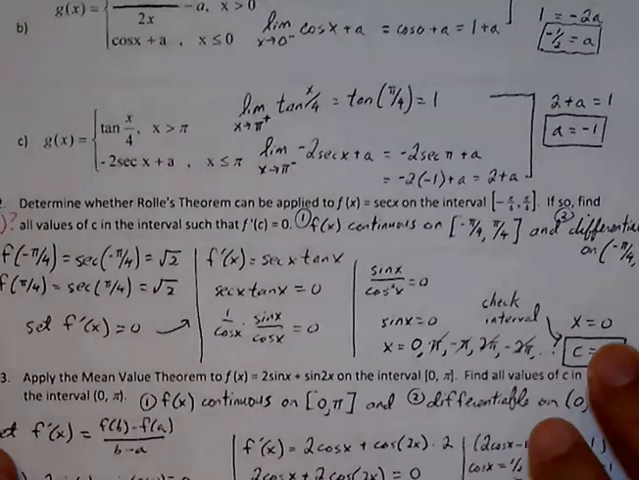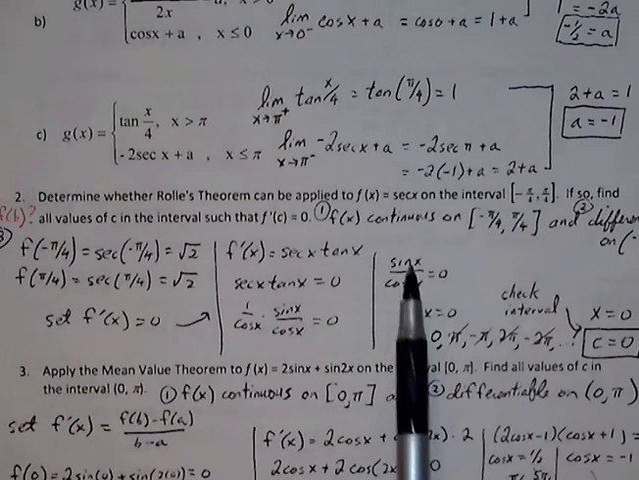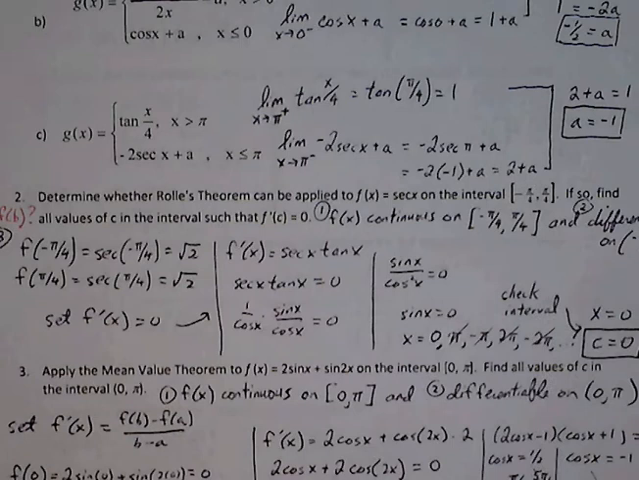Okay. Rolle's theorem. So determine if Rolle's theorem applies for secant of x on the interval from negative pi over 4 to pi over 4. If so, find all values of c in the interval such that f prime of c is equal to 0.